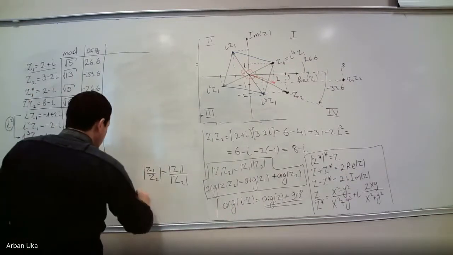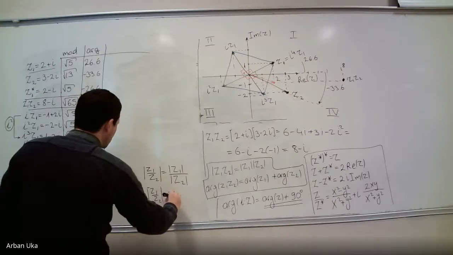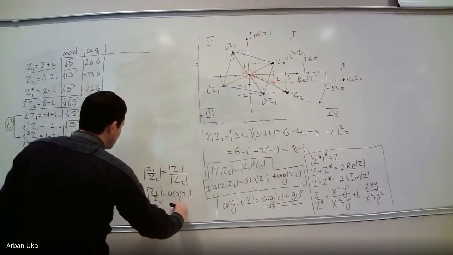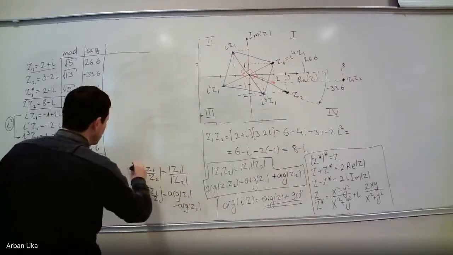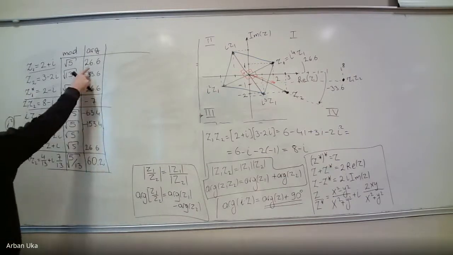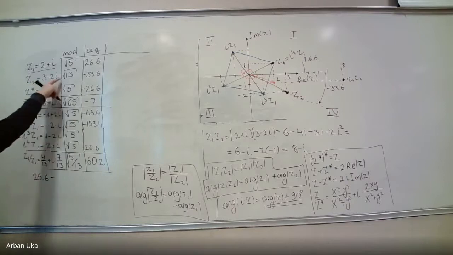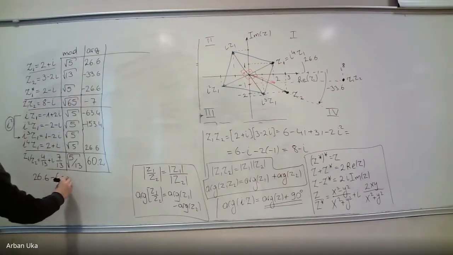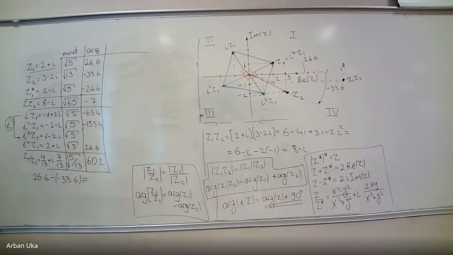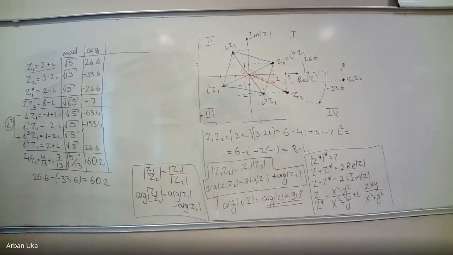Now the argument of z1 divided by z2 is equal to the argument of z1 minus the argument of z2. So here we have another important relationship. And then we can check if this is true, because the argument of z1 is 26.6 minus the argument of z2, which is minus 33.6. If we do this calculation, we get 60.2. So we confirm that this rule is also true, okay?